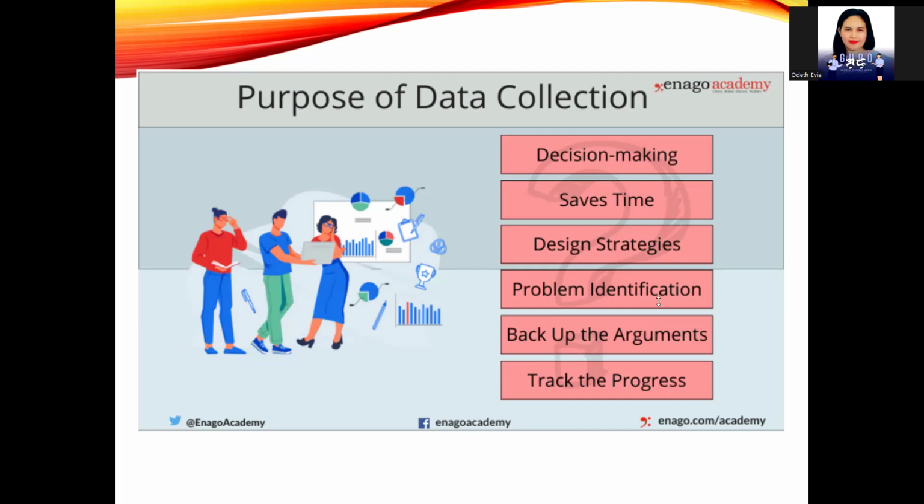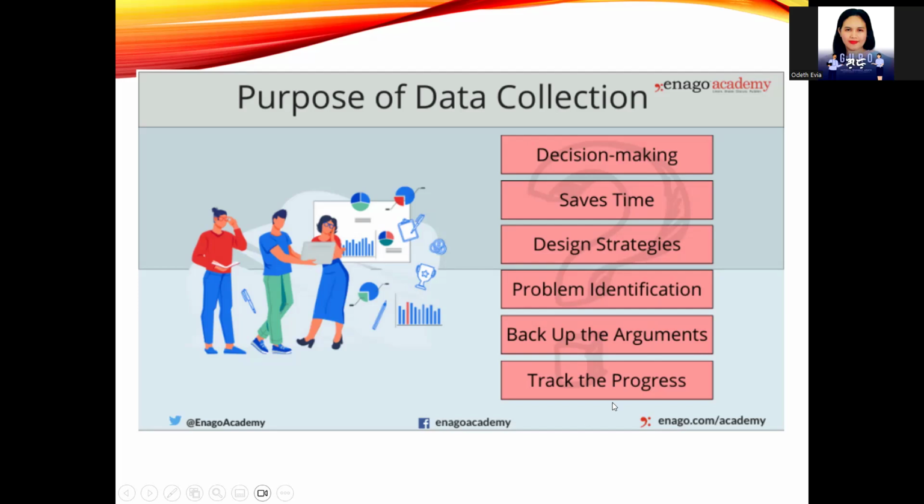Another is problem identification. When a researcher is gathering data, he or she can identify problems by using the survey questions. Next is to back up the arguments. In your research, especially in the discussion of your findings and the conclusion and recommendations, the data you gathered can be used to discuss and to back up your arguments.